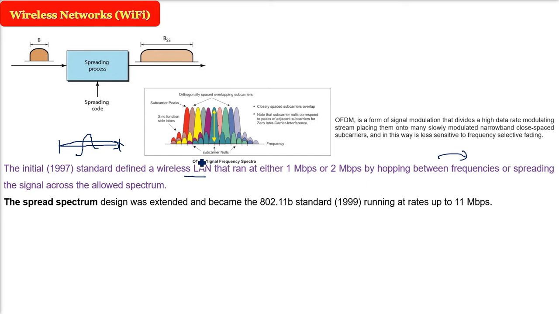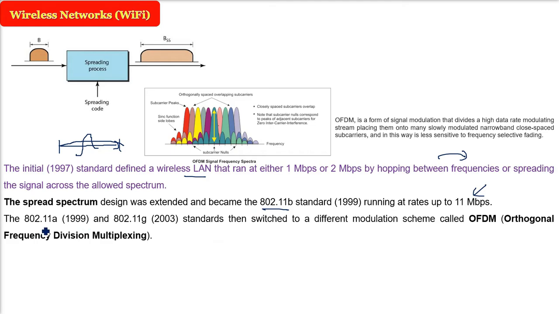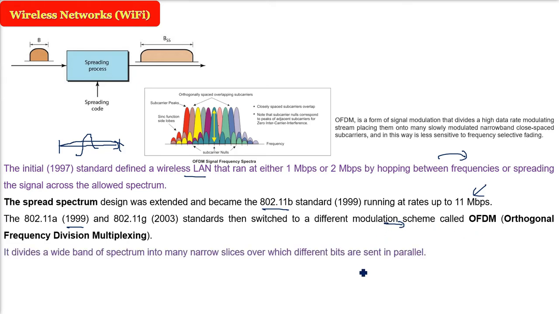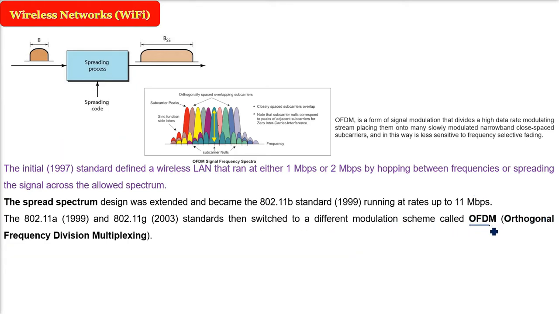So the spread spectrum design was extended even more, and it became the 802.11b standard in 1999, and the data rate increased to 11 Mbps, then 802.11a, then 802.11g. In these standards, there was a new modulation scheme they adopted, and we'll be talking about OFDM, which is orthogonal frequency division multiplexing.